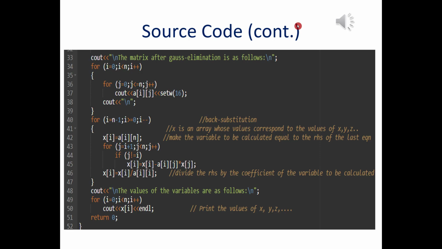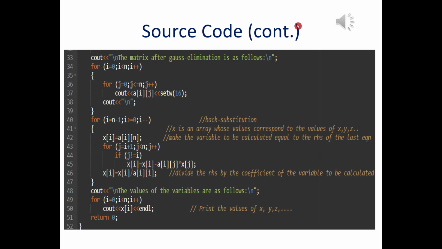If j not equal to i, j is 2 and i is 1, so it's also true and it gets inside the loop. Next, x[i] is equal to x[i] minus a[i][j] into x[j]. That is, the value of the second variable is equal to the value of the second variable, that is the constant we have saved, then minus the coefficient of the third variable into the value of the third variable, and this value divided by the coefficient of the second variable gives the value of the second variable.